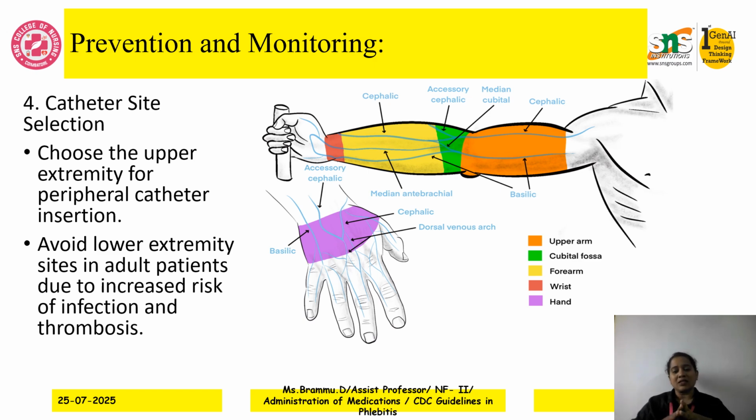Always choose the upper extremity rather than the lower extremity, and see that you are not going to the folds where the patient is bending, or where the patient does not have good access, or if it is a slender vein or just a minute smaller branch. Please avoid those sites.